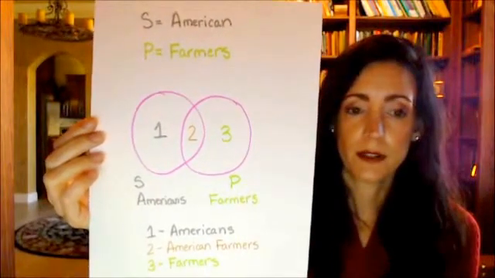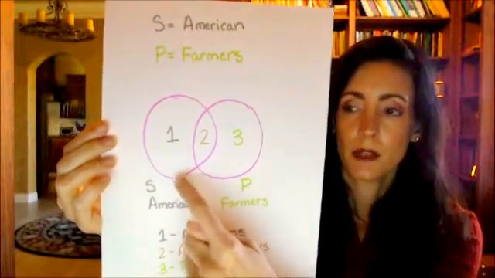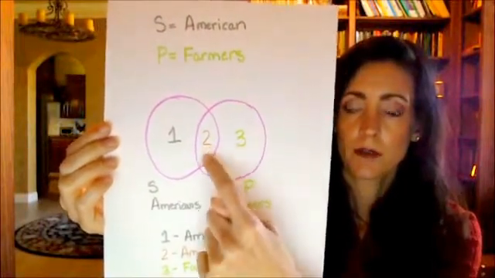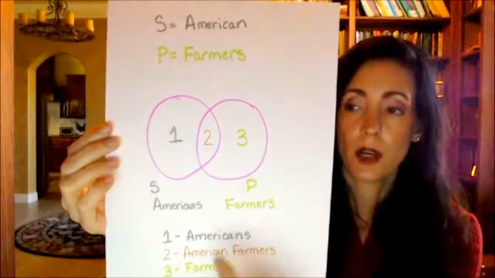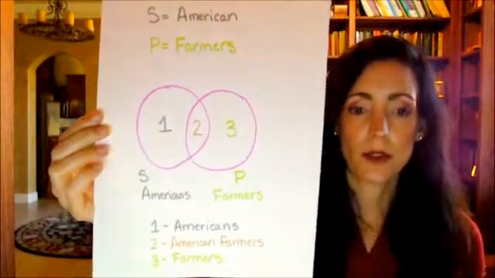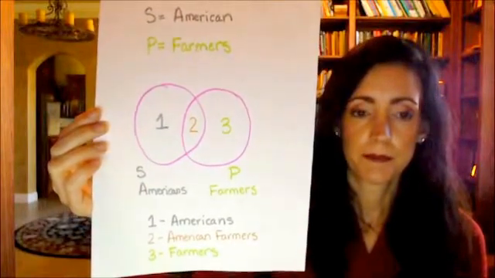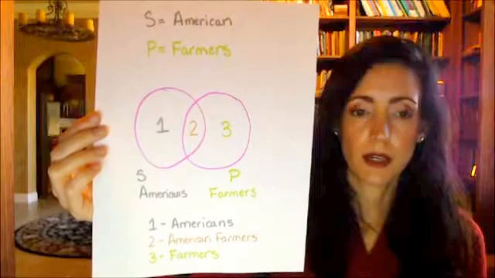So hopefully you can see that, okay? Because 1 is an American, 2 would be an American farmer, and 3 would just be a farmer. And the reason is because when these overlap, that is where you get an American farmer. Okay. Just give you a second to look at that.